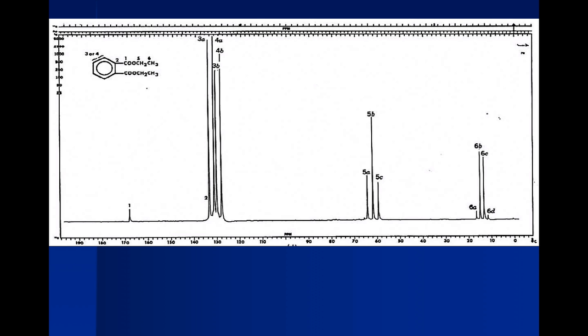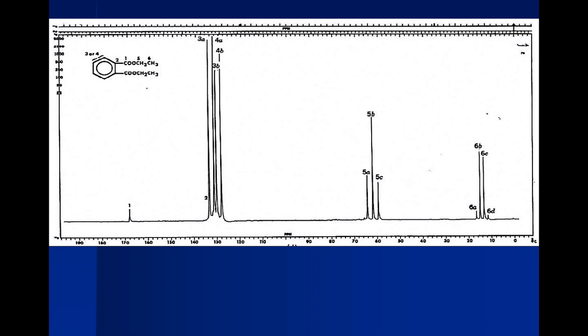Now, we can run that in proton-coupled mode, where the protons actually split the carbon signals, and this is what it looks like. 5 appears as a triplet because how many hydrogens are attached to it? 2. 2 plus 1 is 3. 6 appears as a quartet because there are 3 hydrogens attached to it. Okay? So now it's only the hydrogens on the carbon, only the ones attached to the carbon. That's right. Not adjacent. Because carbon-13 can't split carbon-13.